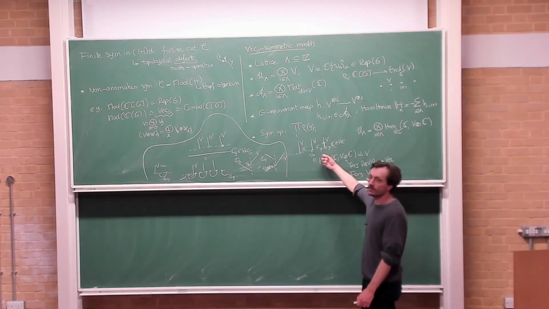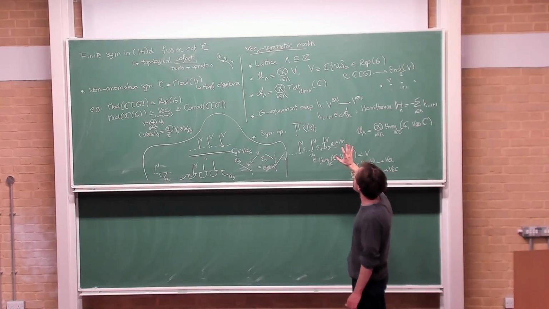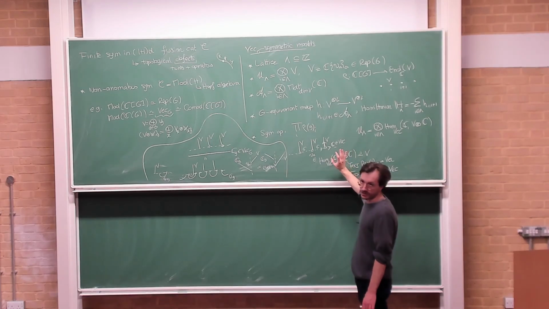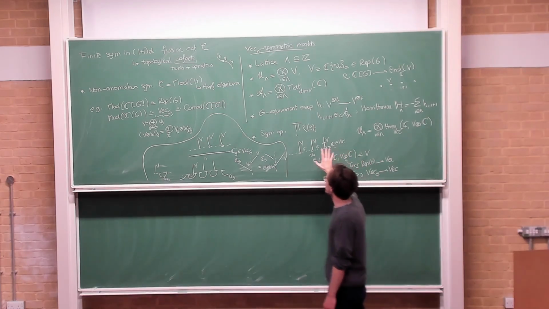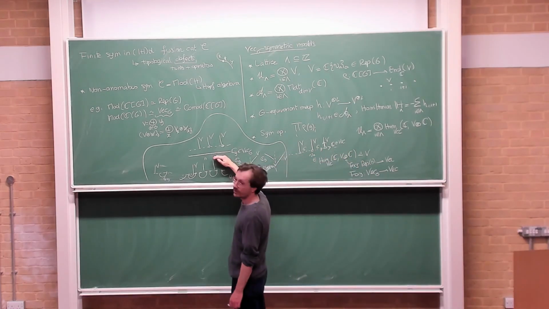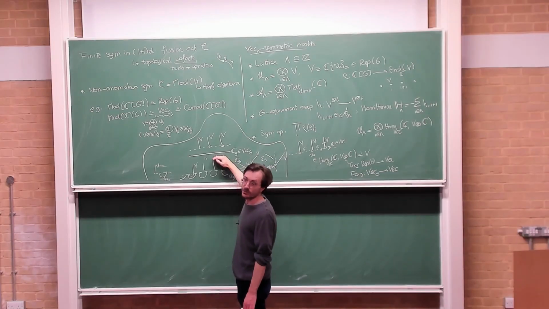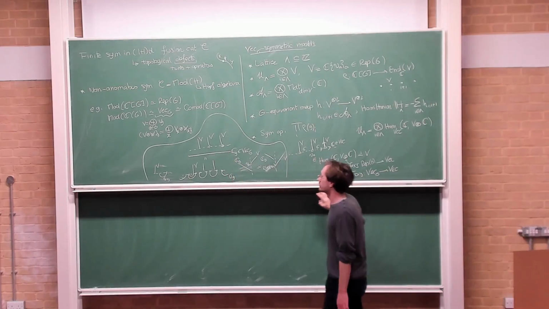You mean this? This is just meant to be a depiction of the vectors in my Hilbert space. And using this graphical calculus, I can derive the action of the symmetry lines also in a graphical way. That's the idea.